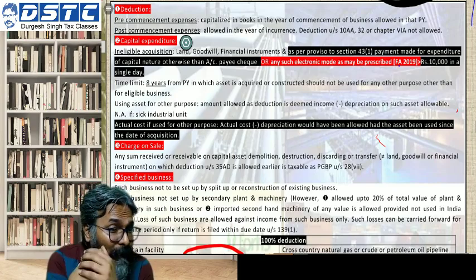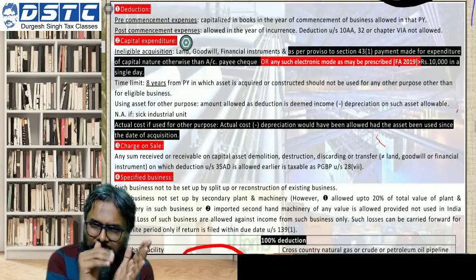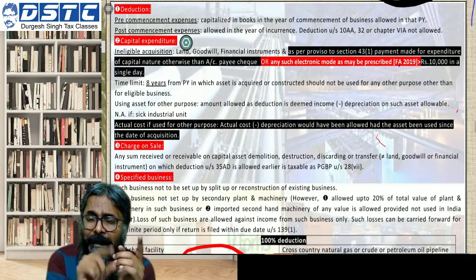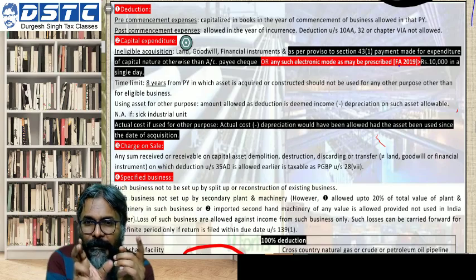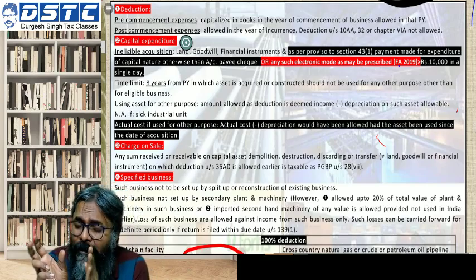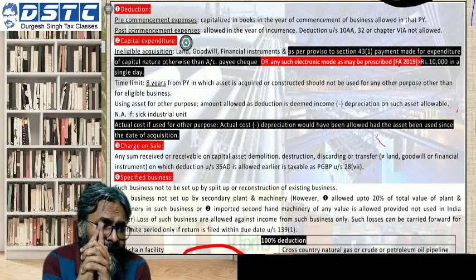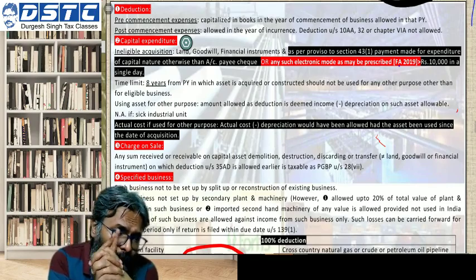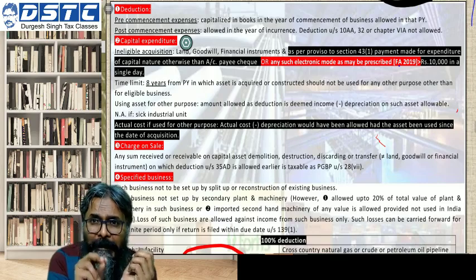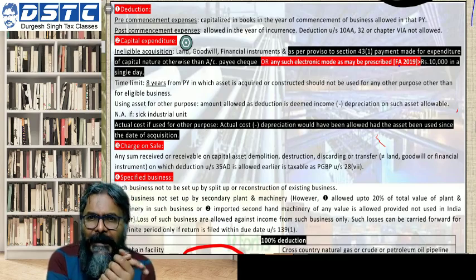Then what to do about that capital expenditure? What they have said is, if those expenditures are capitalized in your books of accounts, then in the year in which you commence that particular specified business, in that year you will take the entire deduction of the capital expenditure. But post-commencement expenditure would be allowed in the year of incurrence, the year in which you have incurred the expenditure, that would be the relevant year.